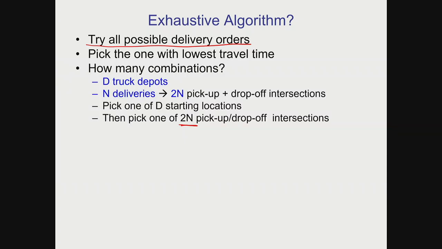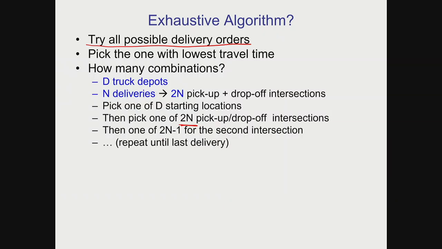And now I think you're saying, what do I do after that? So I went to one of these intersections, did a pickup or a drop-off. Really only a pickup made sense, but let's say I just coded it to try everything and check legality afterwards. You've said, well, after that you've got 2N minus 1 choices, right? One thing is done, so that's right. So then I could go to 2N minus 1 for the next intersection, and then 2N minus 2, and so on. I keep repeating that until I get to the last thing, which will be the last pickup or last drop-off. To be legal, it'll have to be a drop-off, but again, let's ignore that. And then I have to drop the truck off at the starting depot. That's just one choice.